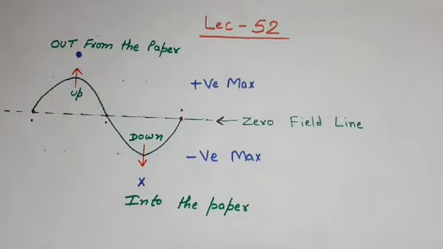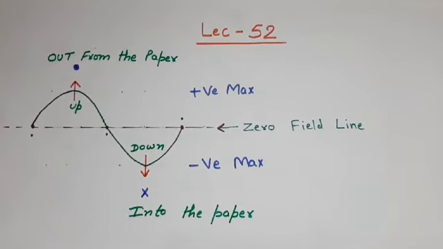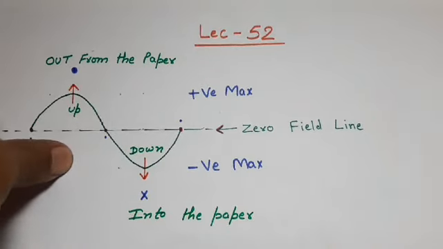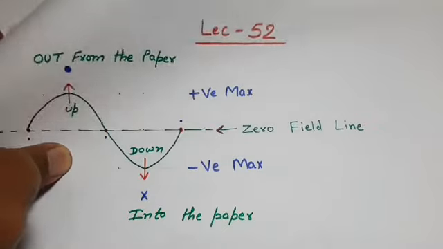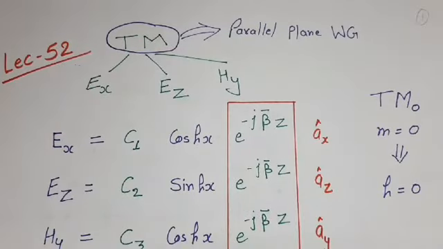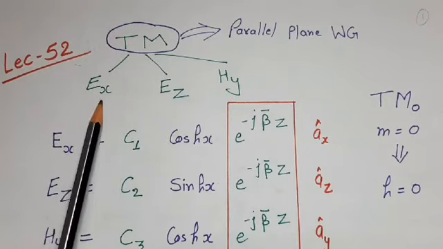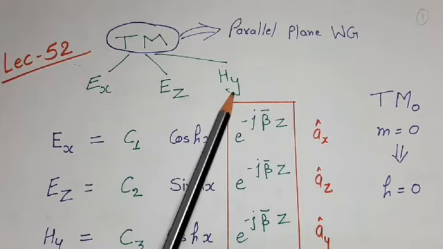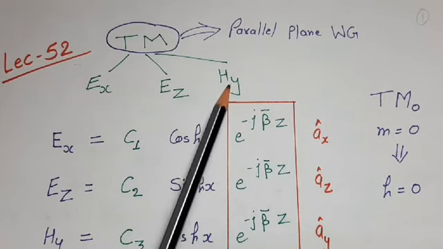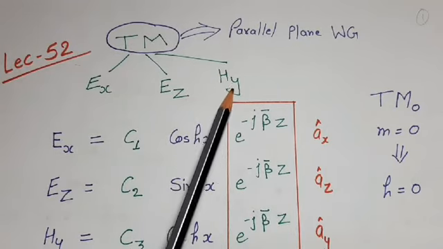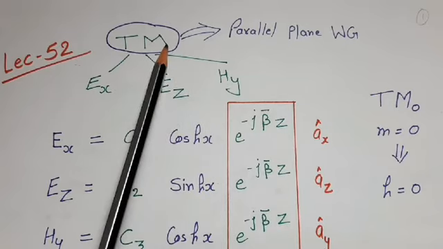In this lecture, we will see how we can plot field distribution for different modes. First, we will draw the field variation in transverse magnetic mode in parallel plane waveguide. In transverse magnetic mode, that is in TM mode, three field components exist and those components are Ex, Ez and Hy. Here Hy is the field component which always remains perpendicular to z direction. That's why this mode of propagation is known as transverse magnetic mode.